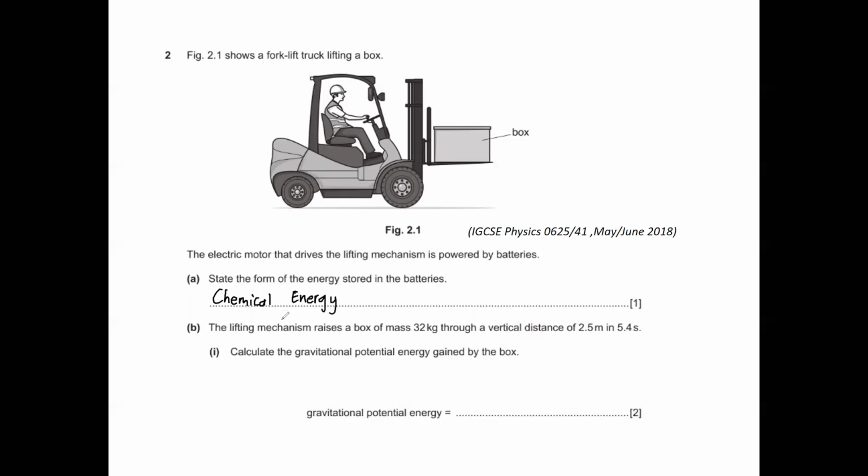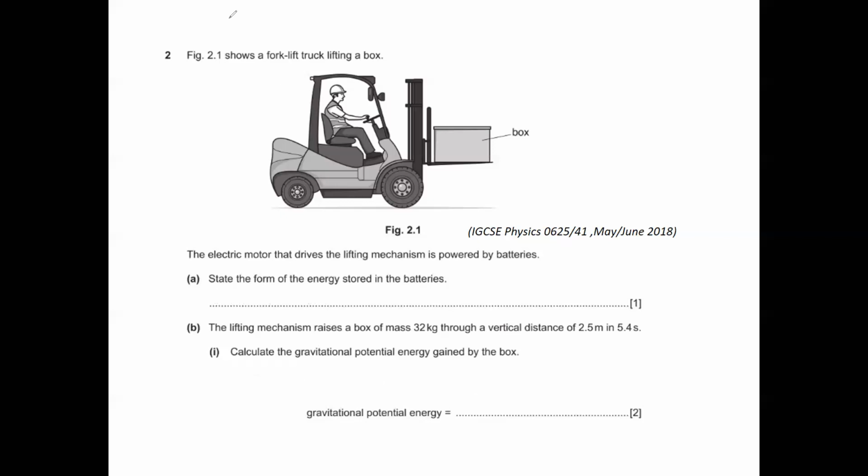And then for B, the question is asking about the gravitational potential energy. So for GPE, the formula is mass times gravity times height. So we just insert the mass. The mass here is 32, and then the gravity is 10. And the height here is the vertical distance, so this one is the height, 2.5. So this one's answer is 800 joule. Okay.